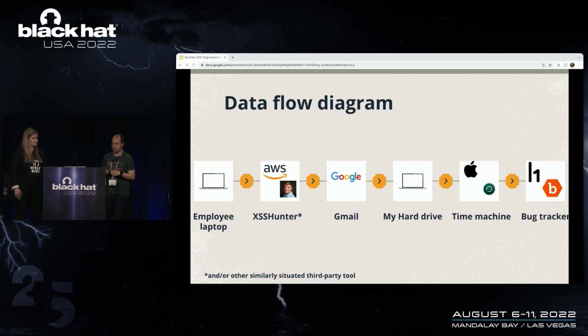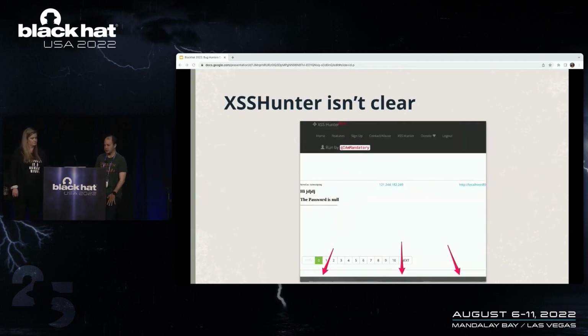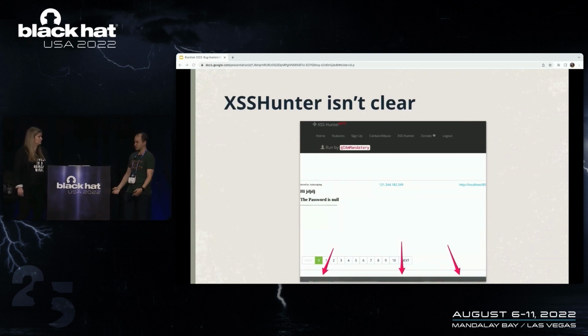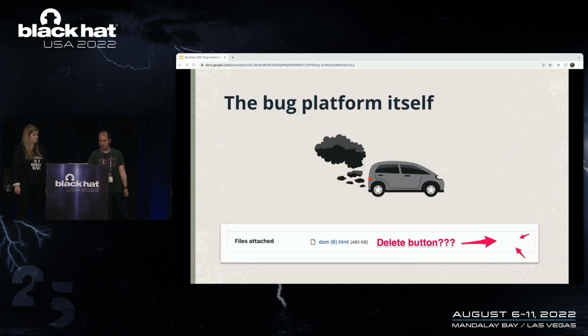Ooh, that's a good question. Let me check. So it looks like XSS Hunter has a button that says delete, but there's no terms of service or anything like that. So I don't actually know if it is deleting the data on the back end when I click that button. And then the bug platform itself actually doesn't have a delete button. So I don't think that there's an ability for me to delete that copy.